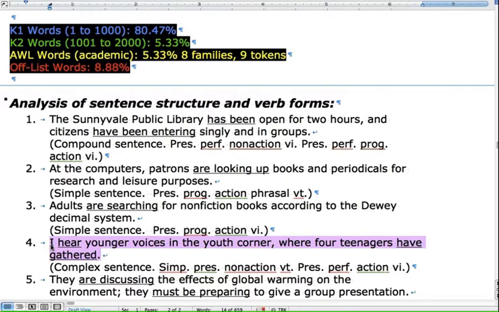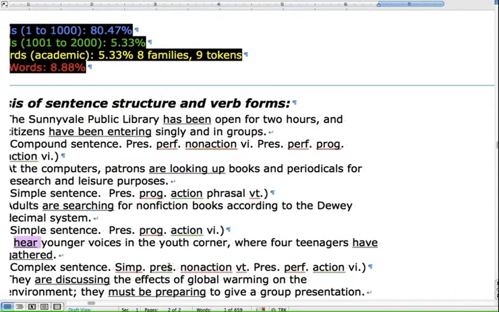complex sentence. Now, in the first clause, we have the verb hear. Hear is a verb of sensation, a verb of perception. It is not an action verb. It's a non-action verb. So, for non-action verbs, we use simple tenses. Here is the simple present.